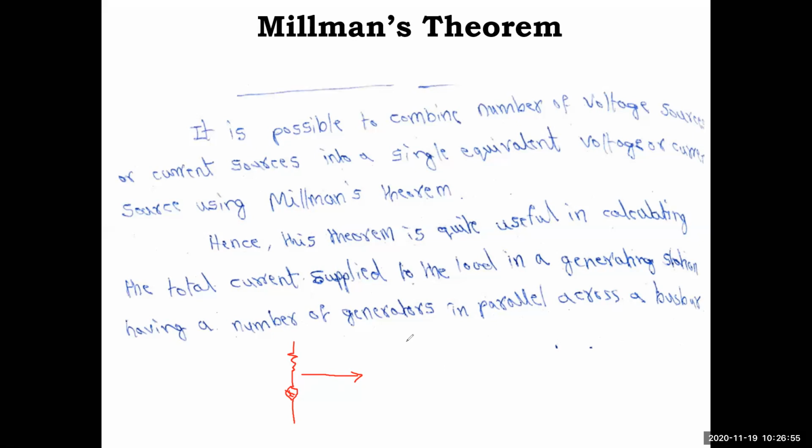Now instead of this, Millman's theorem will give you a formula, so you don't have to draw circuits again and again. From the circuit we will derive the formula, and in the formula we will substitute the values of the voltage sources and resistors, inductors, capacitors, whatever is present, and we get the answers straight away. That is the specialty of Millman's theorem: it provides a ready-made formula for you. So we'll first derive the statement and proof of this theorem.